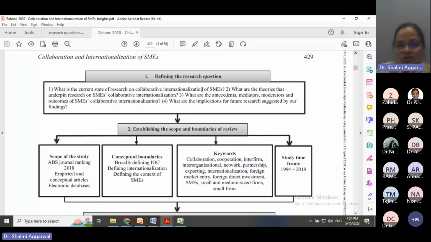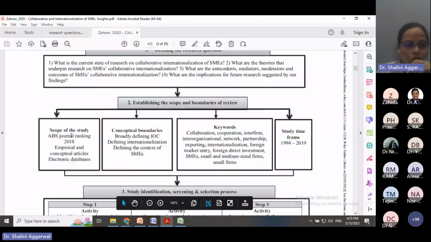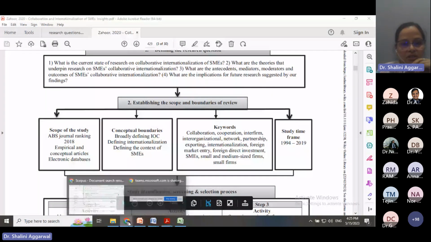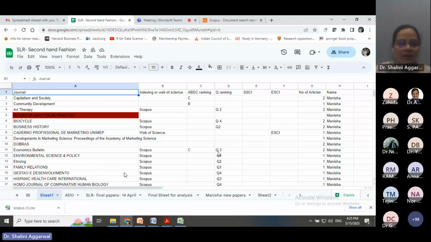So like defining the research questions, you can mention it here. Establishing the scope and boundaries of the review. So what does it say? Scope of the study, like which category your paper belongs to, right? So I have shown you here, let me take you to this website, to our sheet. You can see from here, these can be different papers of ours. So we have written, is it from Scopus, Web of Science, ABDC listing, Q ranking, SSCI, ESCI, number of articles. So this also you can make part of your data analysis, right? Are you getting me?